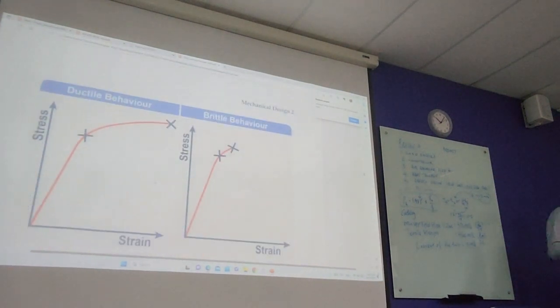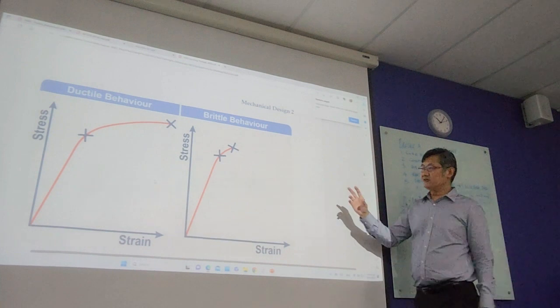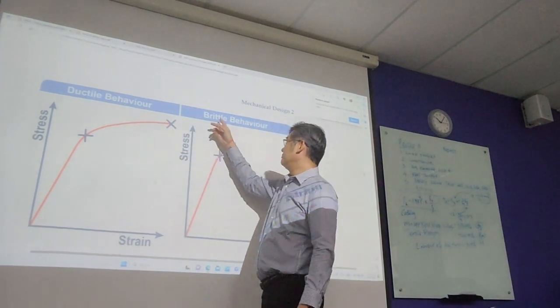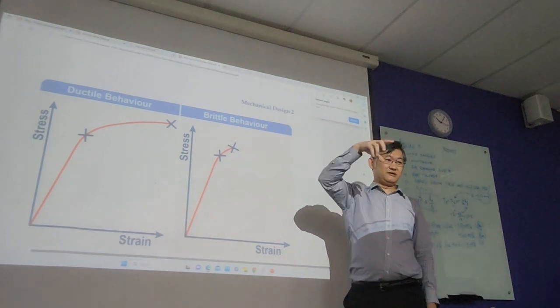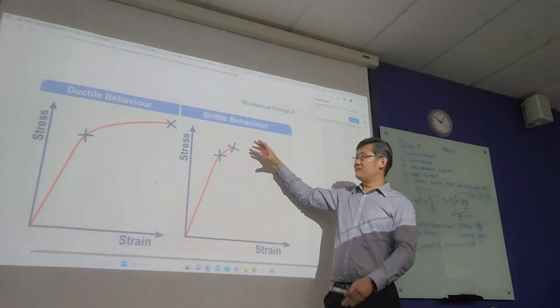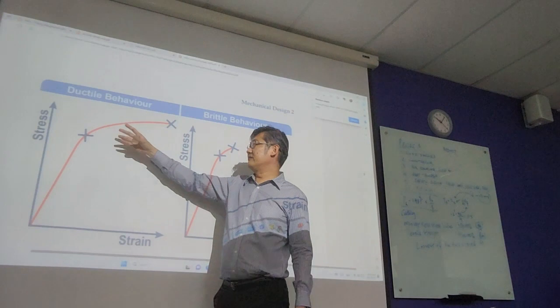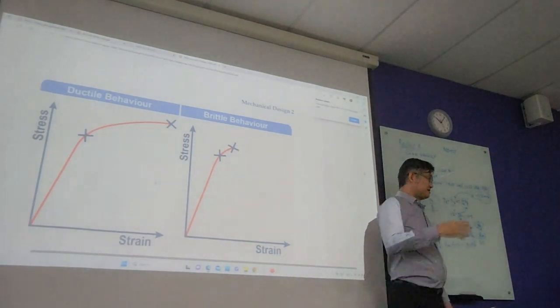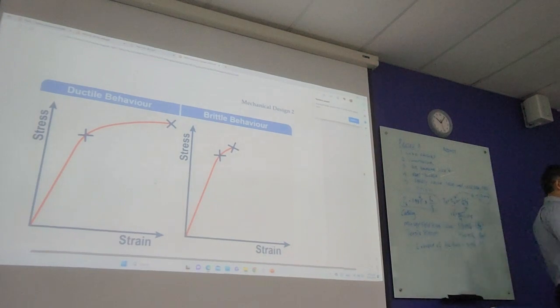So why do we want to find out the hot temperature and the cold temperature? Because of ductile behavior and brittle behavior. That's why we want to find out. Subject to hot temperature, the material is more ductile. Subject to cold temperature, it becomes brittle. So before you design a receiver, all these need to be considered.